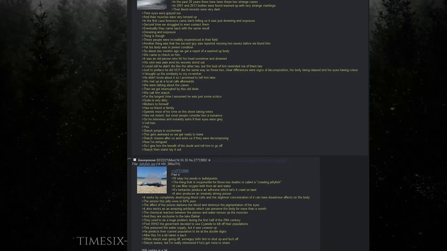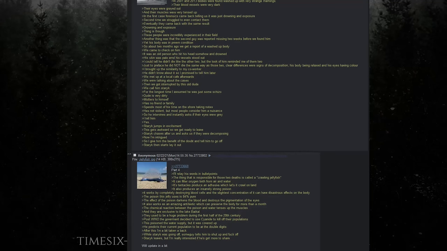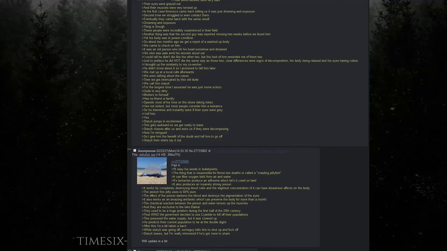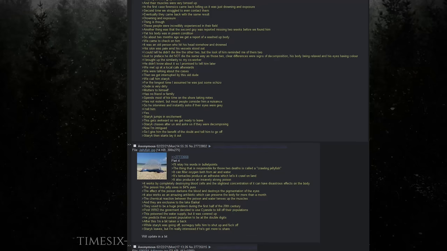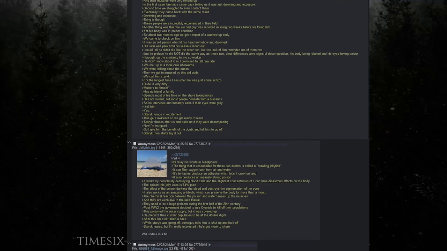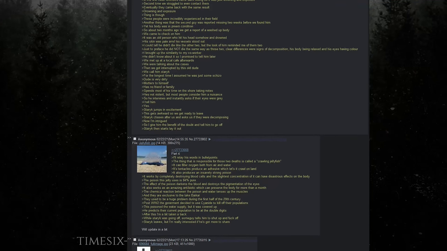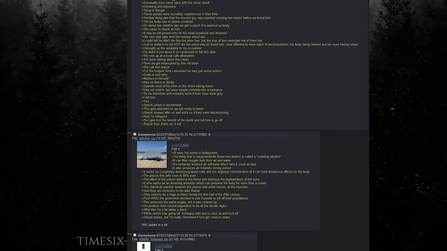We were talking about the cases. Then, we got interrupted by this old dude. We'll call him Stike. For the longest time, I assumed he was just some schizo. Dude is very dirty, mutters to himself, has no friends or family, spends most of his time on the shore taking notes. He's not violent, but most people consider him a nuisance.